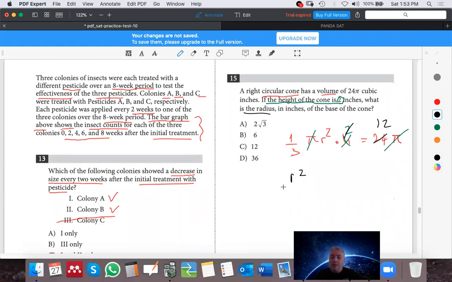So r squared divided by 3 is 12. So r squared is 36. And then, you know, r is plus or minus 6, but it's a length. Length cannot be negative. That means r is 6. The answer is B. Okay?